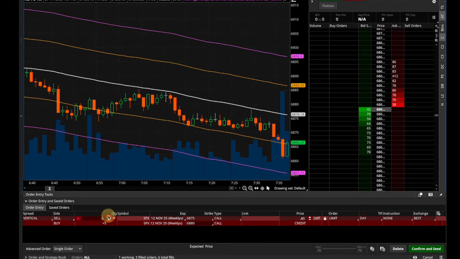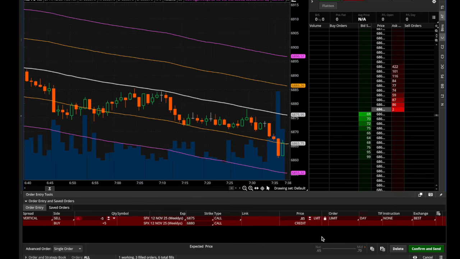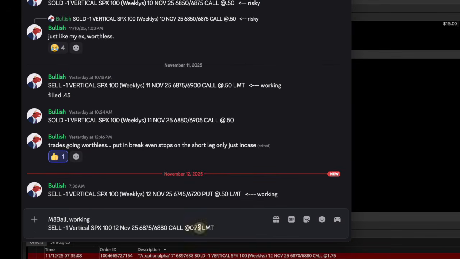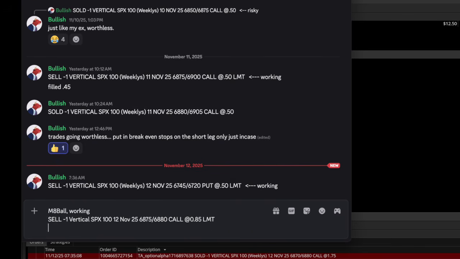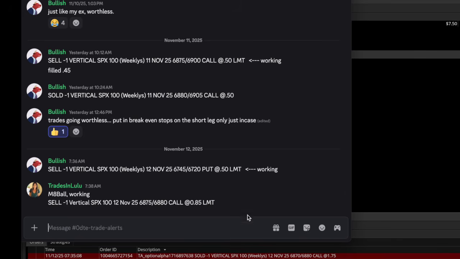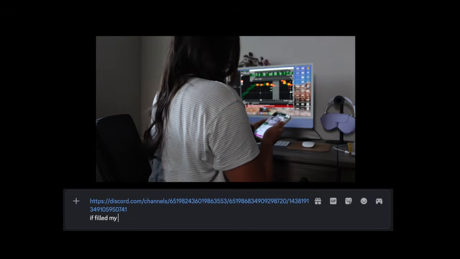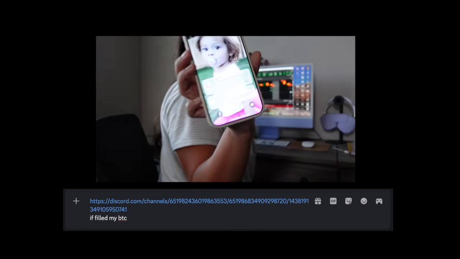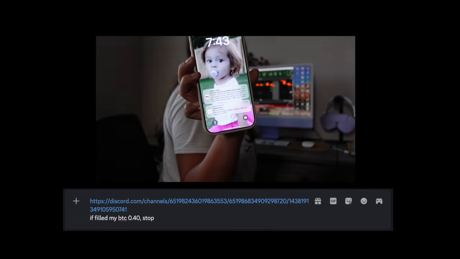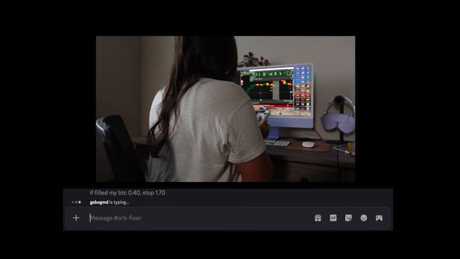I almost never enter it for exactly what the Magic 8-Ball suggests. I just try and get a better fill price. So that's what you see me doing here. And of course I'm not filled yet, so I'm just letting everybody know my order is working for this spread and at this price. And then I also say that if it fills, this is what my profit target is, and this is what my stop loss is.